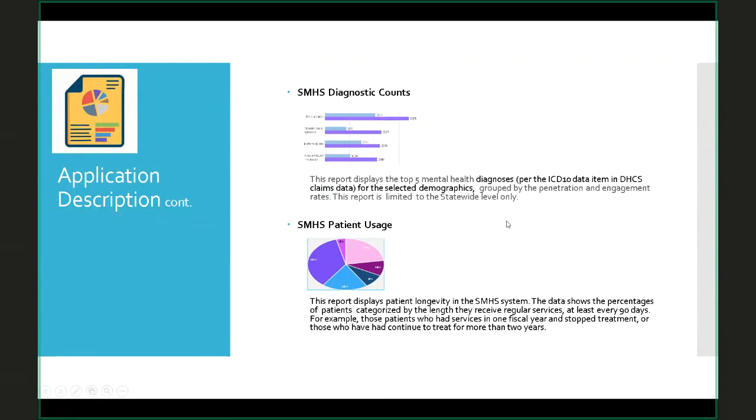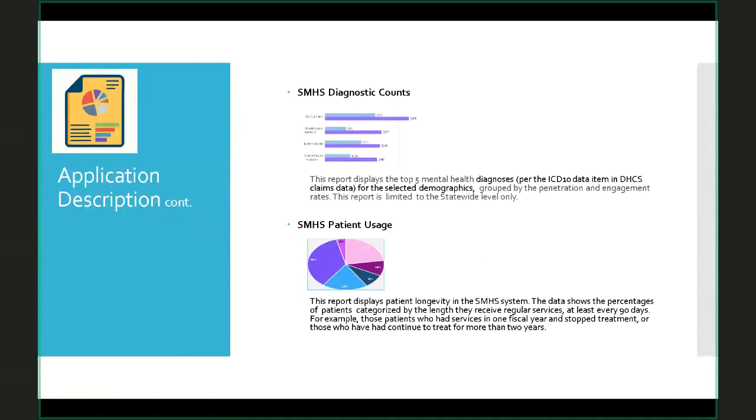I'll continue here. And then the last one is the special mental health patient usage. And that shows, I'm sorry, does somebody have a question? Maybe not. That shows how people are entering and staying or leaving the system within a fiscal year. And this is something that we've had in the POS, the performance outcome system reports previously.